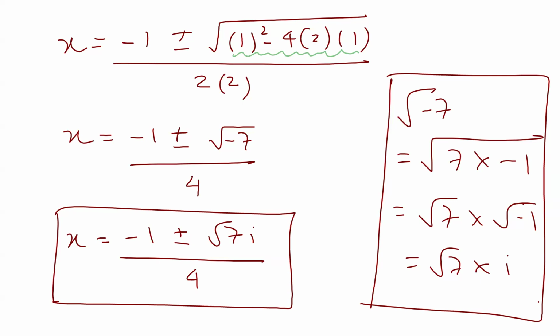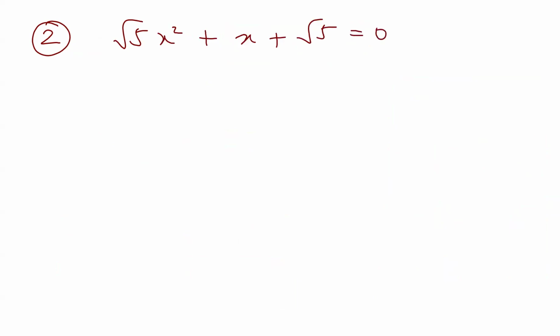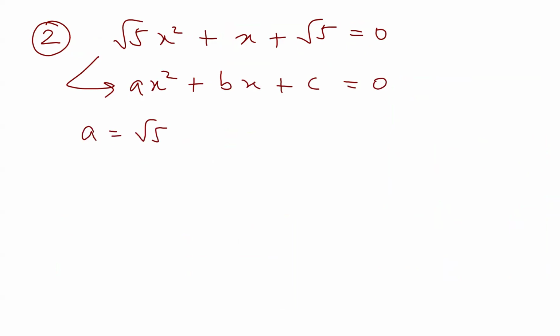Second one, question number two, exercise number one, question number two, it's there with you right now. Okay. So compare this with ax square plus bx plus c equal to 0. So a will be root 5, b will be 1, c will be root 5. Okay.